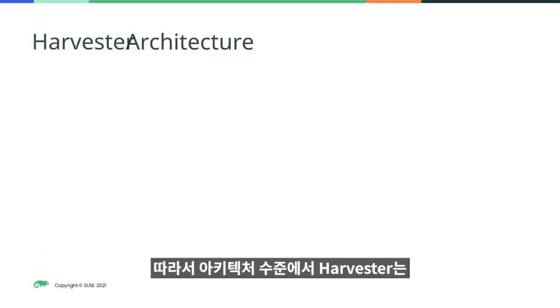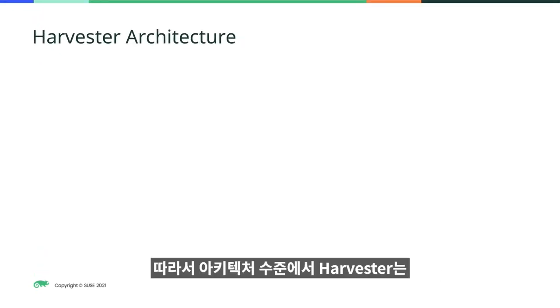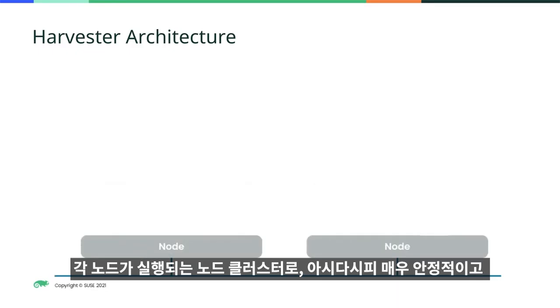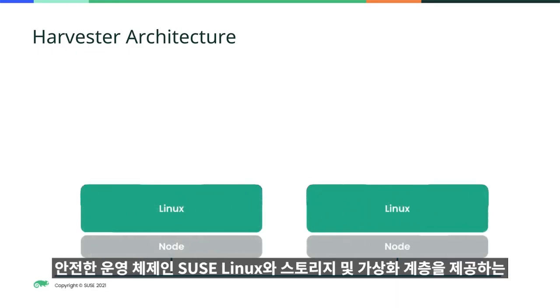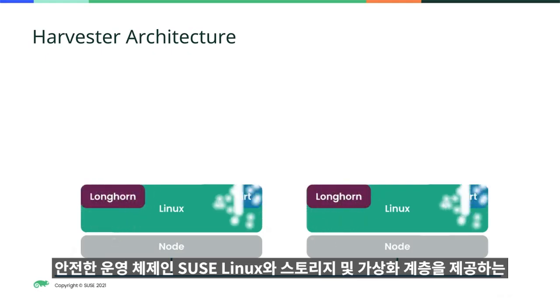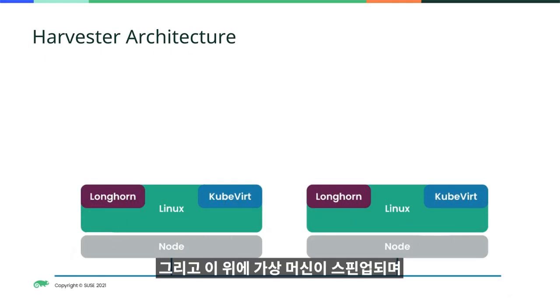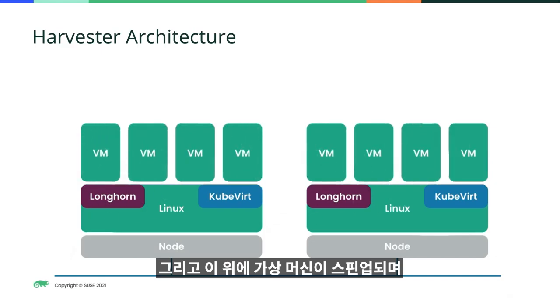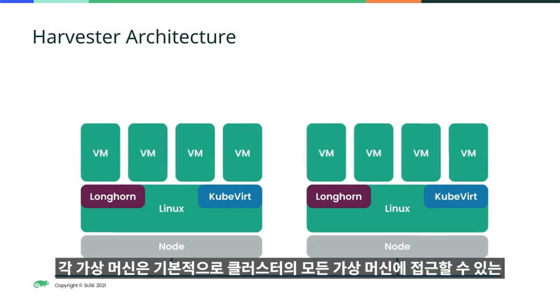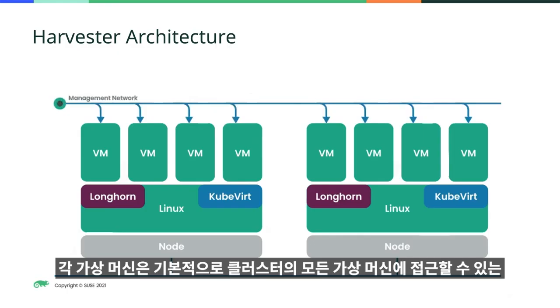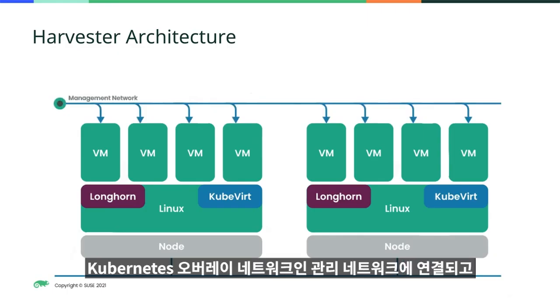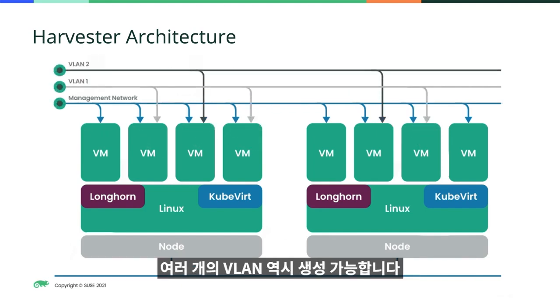So at the architectural level, Harvester is a cluster of nodes, each one of which is running SUSE Linux, which, as you know, is a very stable and secure operating system, with Longhorn and Kubevirt providing the storage and virtualization layers. Now, the virtual machines spin up on top of this, and by default, each virtual machine connects into the management network, which in fact is a Kubernetes overlay network, which can access any virtual machine in the cluster. Multiple VLANs can also be created.